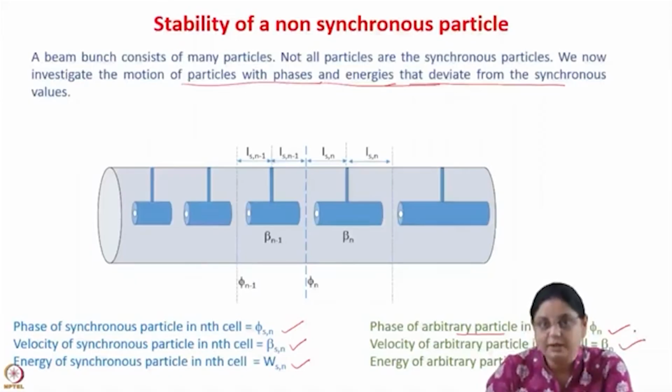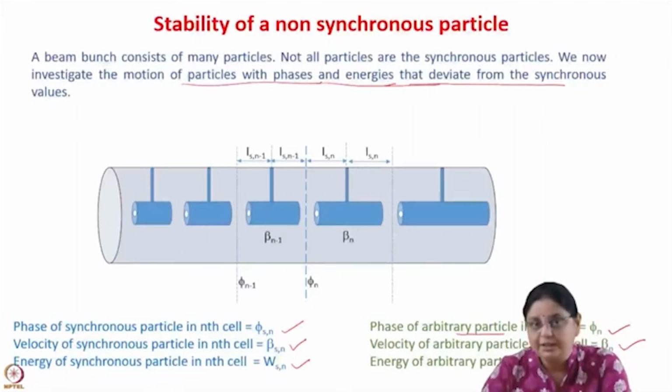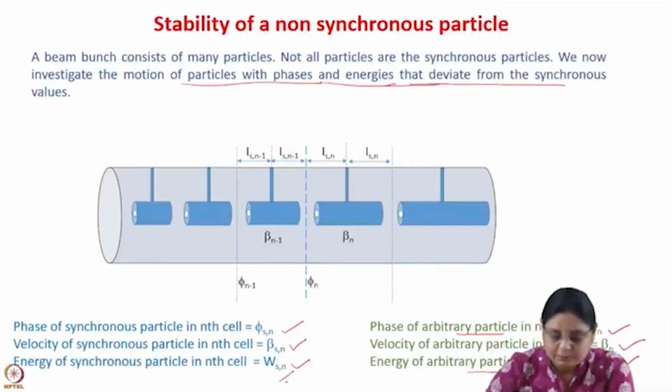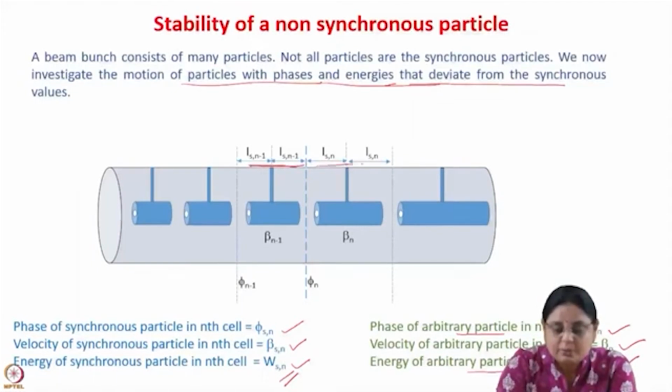Since the phase is different, it will see a different value of the electric field, and the energy gain will be different. So the velocity of that arbitrary particle will be different. The energy of the arbitrary particle in the nth cell is Wn. Again, Wn will be different from Wsn. The linac is designed for the synchronous particle. So the lengths will still be according to the motion of the synchronous particle.